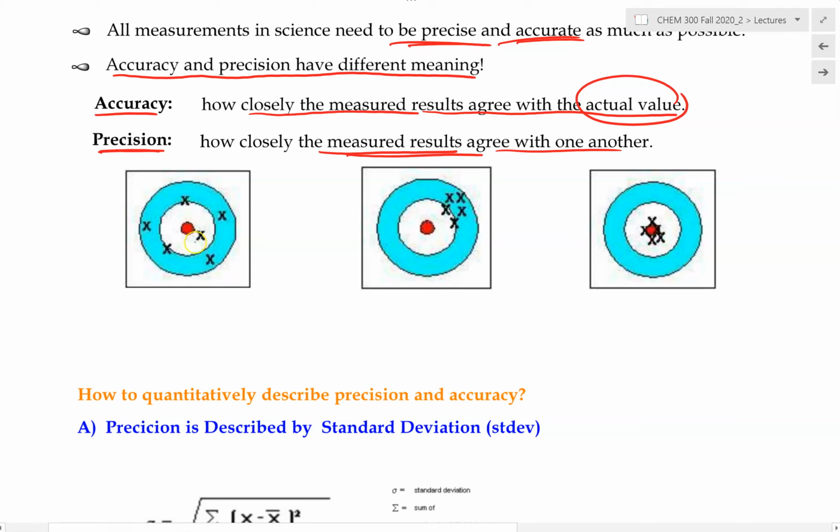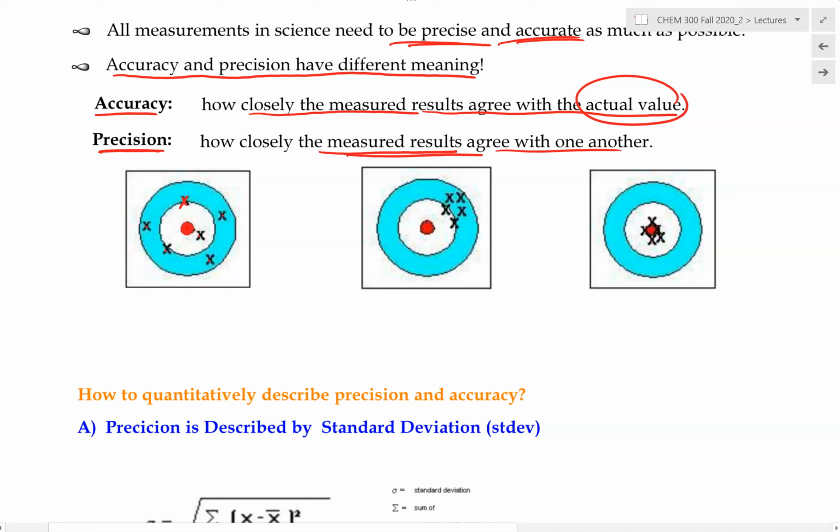So in this case, you can see that this is the bullseye right here. And when we throw darts on the target, that's where we're aiming, right? So imagine the center is the target, or where the actual value would be that we want to aim at. And now, this person obtained the following data points. So how will we describe this result?